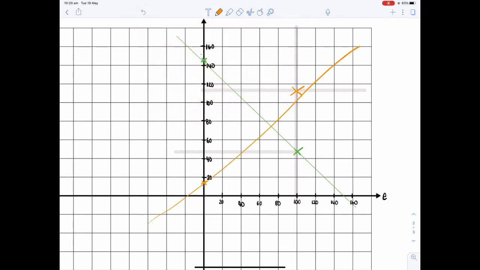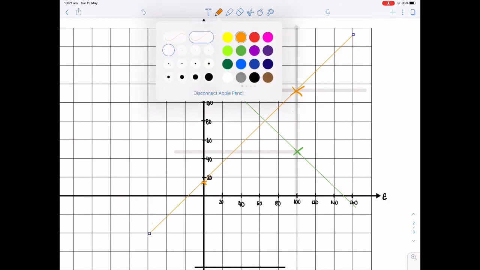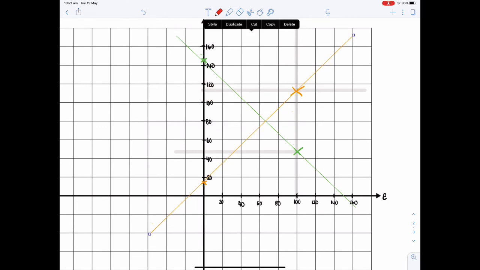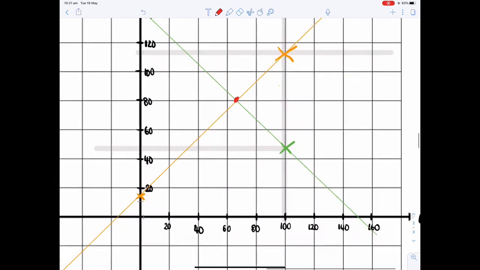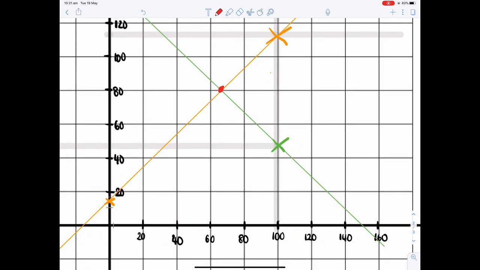Alright, and the next one. Okay, now we have a point of intersection, which is here. Okay, so our point of intersection is about there. So we're going to call that about, that's 70, so let's say that's about 65. And it's very clear on the 80. So that's our point of intersection there.